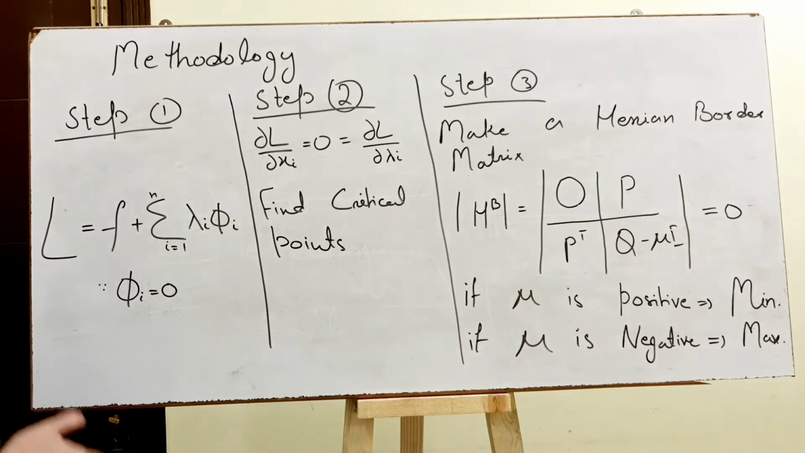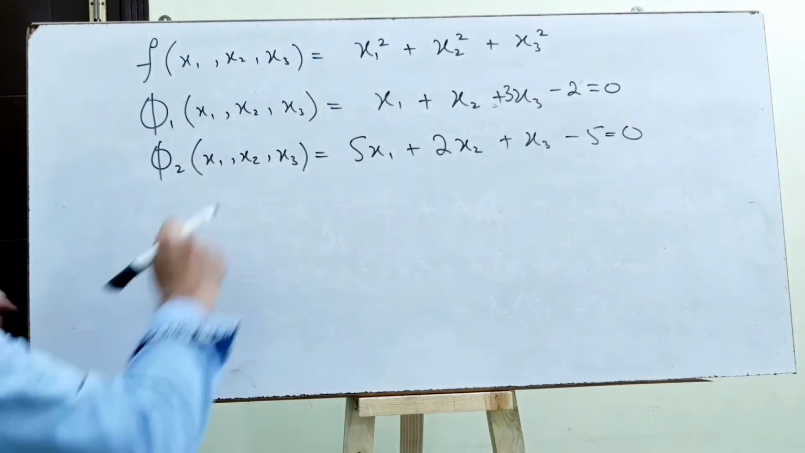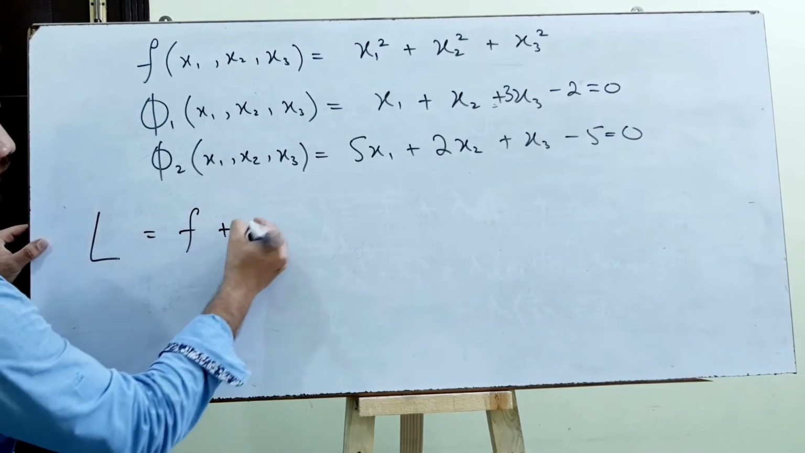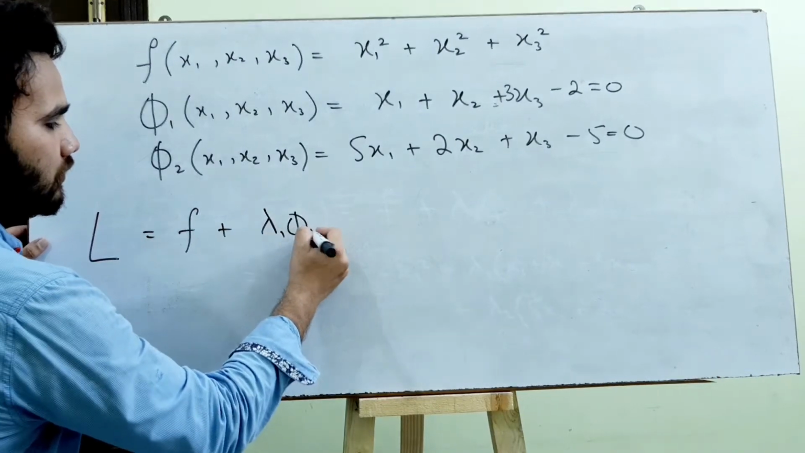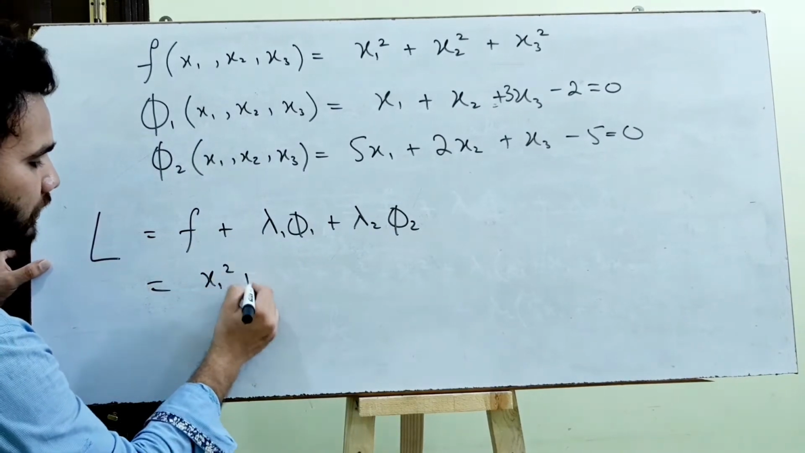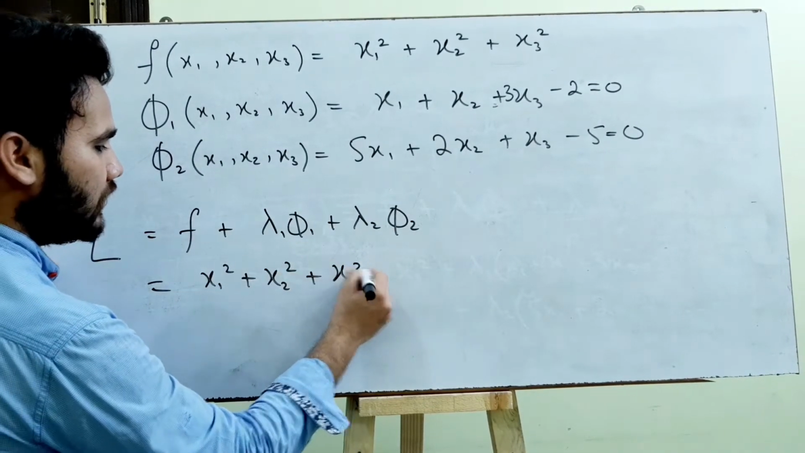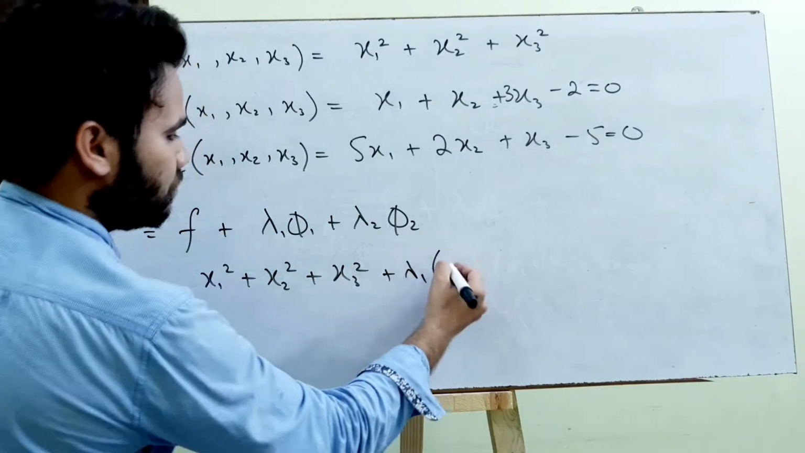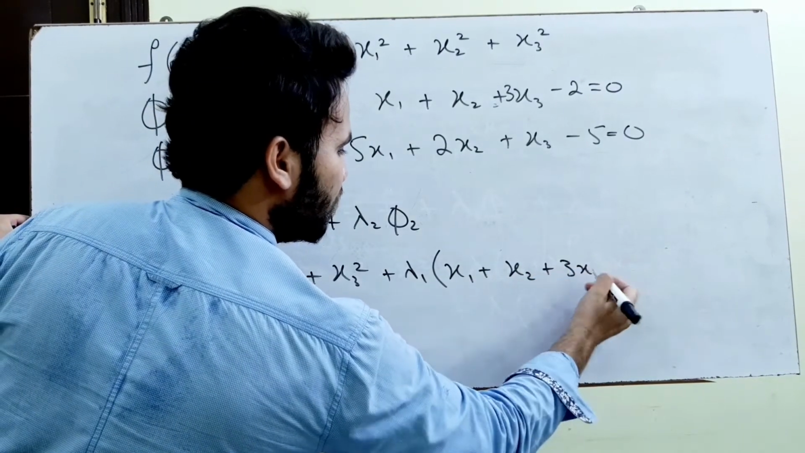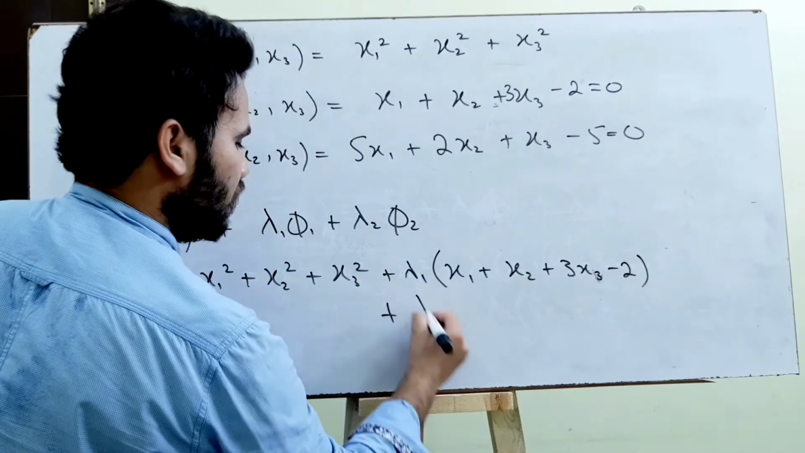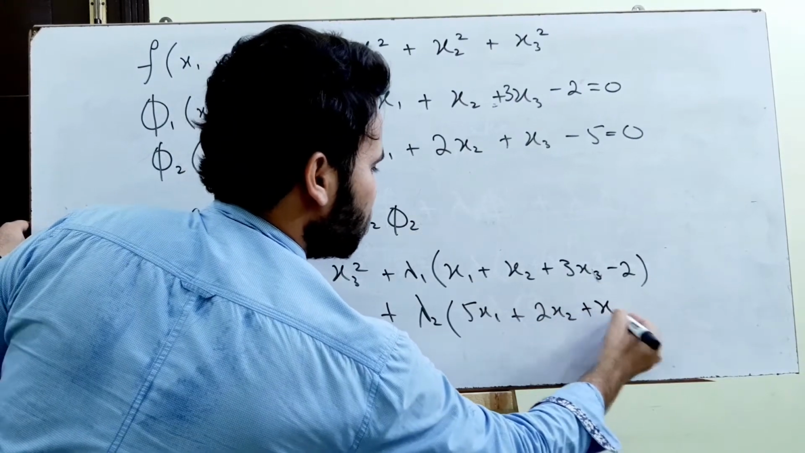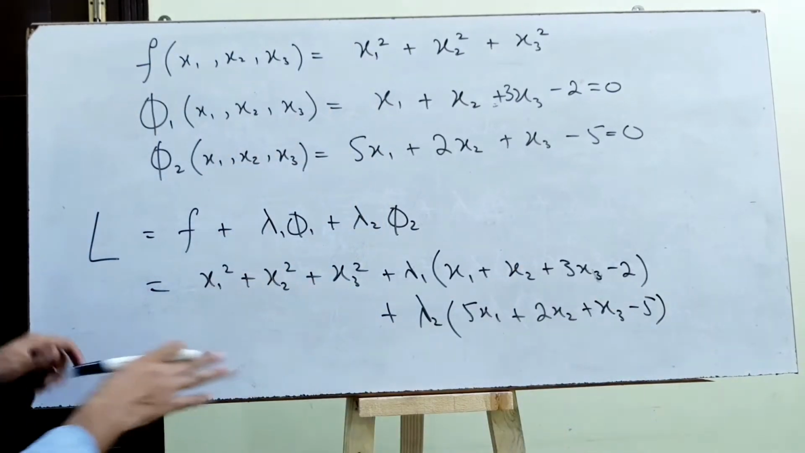Here we come with an example. Friends, we have one example. Now we apply the procedure. So first of all, step 1: L equals f plus lambda 1 phi 1 plus lambda 2 phi 2, equals x1 squared plus x2 squared plus x3 squared plus lambda 1 times (x1 plus x2 plus 3x3 minus 2) plus lambda 2 times (5x1 plus 2x2 plus x3 minus 5). This is our Lagrange function L.